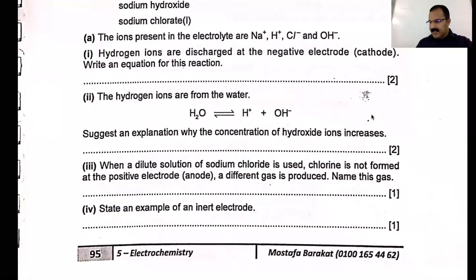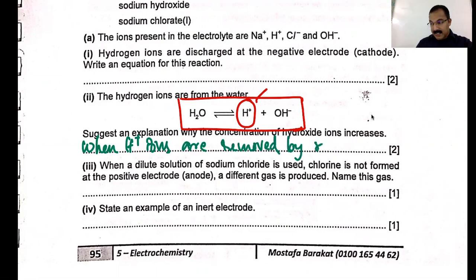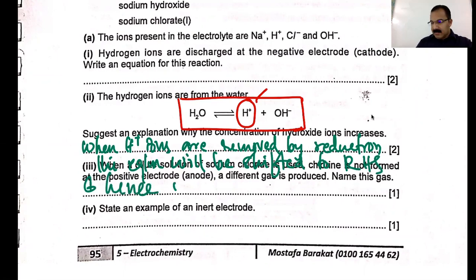This is basically a reference to this equilibrium reaction and to a chapter later, reversible reaction and equilibrium. Suggest an explanation why concentration of hydroxide ion increases. This equilibrium reaction, from here, H+ ions are getting removed. So you say when H+ ions are removed by reduction at the cathode, the equilibrium will be shifted to the right-hand side, RHS, and hence more OH- will be formed.